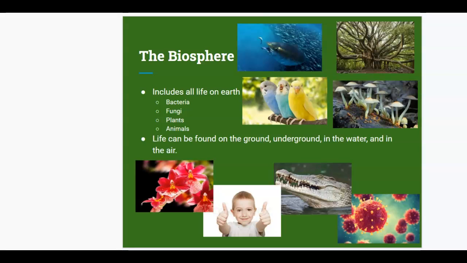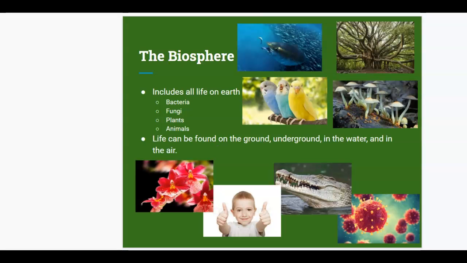And because the biosphere includes all life on Earth, it has a wide variety of life: bacteria, fungi, plants, animals. All these different varieties of living things are part of the biosphere. And it's also important to understand that life can be found on the ground, underground, in the water, in the air, all over Earth. Anywhere on Earth, you are going to find life, even in the most inhospitable places, like deep sea vents that are thousands of degrees, or deserts, or the deepest parts of the ocean. There's going to be life in all of those places.